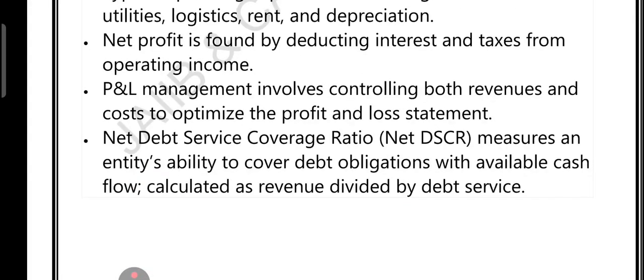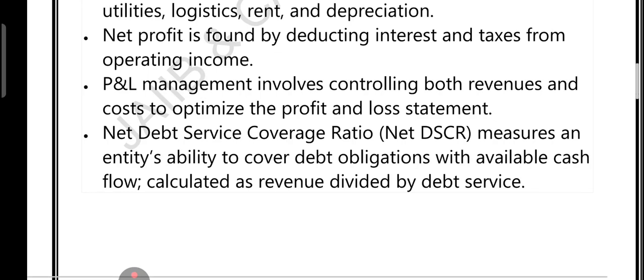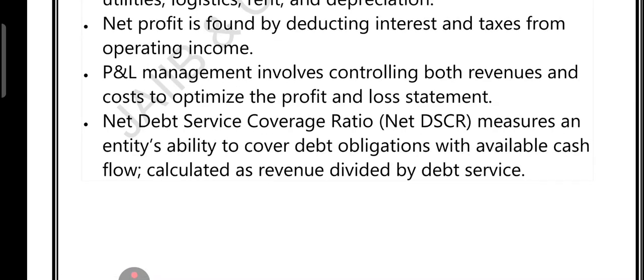Now friends, there is something called net DSCR. DSCR is called debt service coverage ratio. Basically this tells you if the business can pay debt using its cash flow or not. So what is the formula for DSCR? In the numerator we write the net cash inflow, and in the denominator we write the total amount of obligations we have, loans we have, meaning interest and principal we are paying, right? So revenue divided by debt service, that's it.